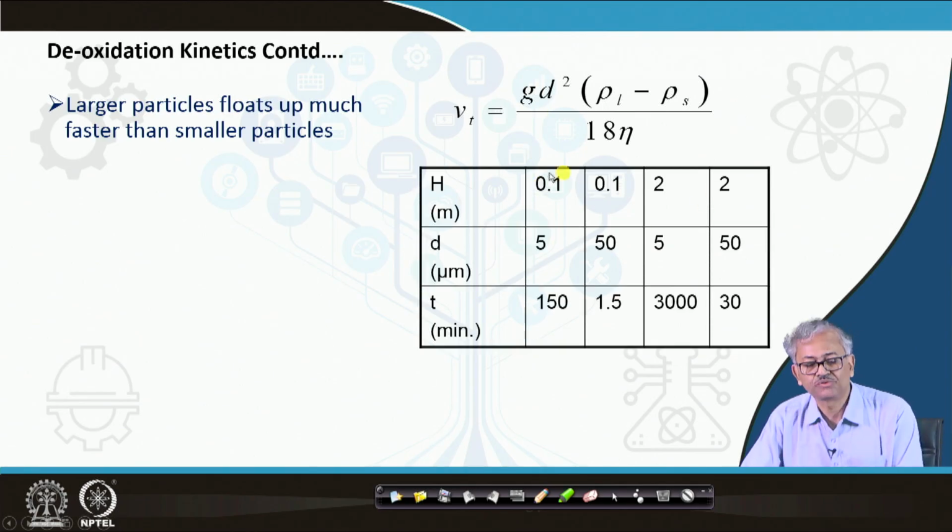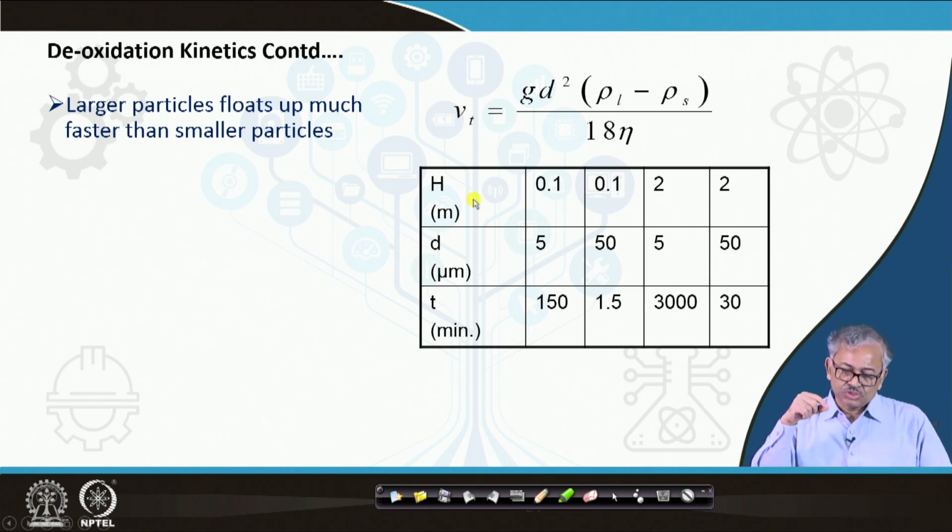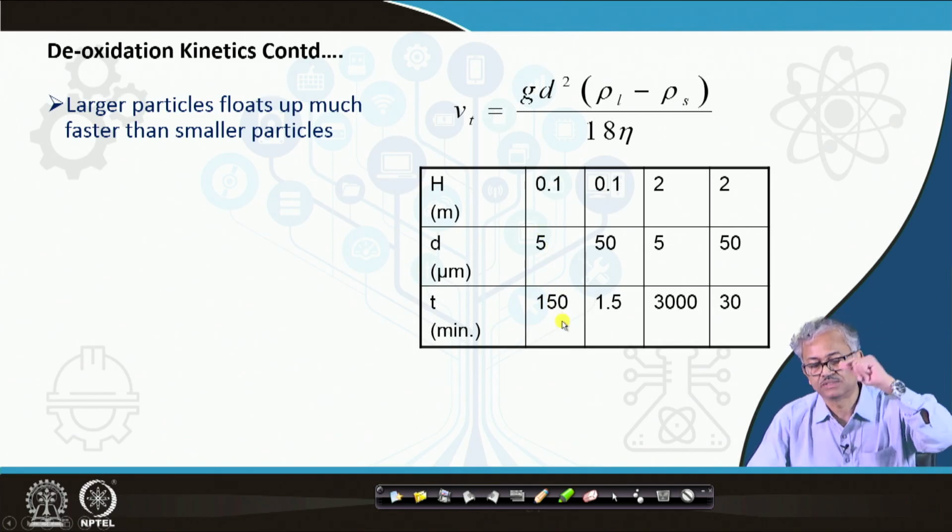We have made some calculations. The inclusion has to rise a height, and I have taken two cases, 0.1 meter or 2 meter, that the inclusion has to traverse. I have also taken two inclusion diameters, 5 micrometer and 50 micrometer. Let's see the time required according to Stokes law. If the inclusion has to traverse a distance of 0.1 meter, a 5 micrometer inclusion will take 150 minutes to rise to the slag.